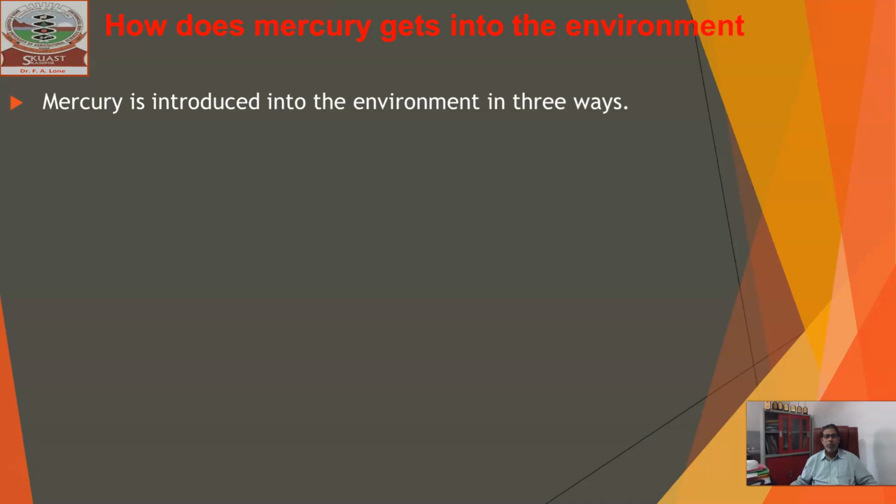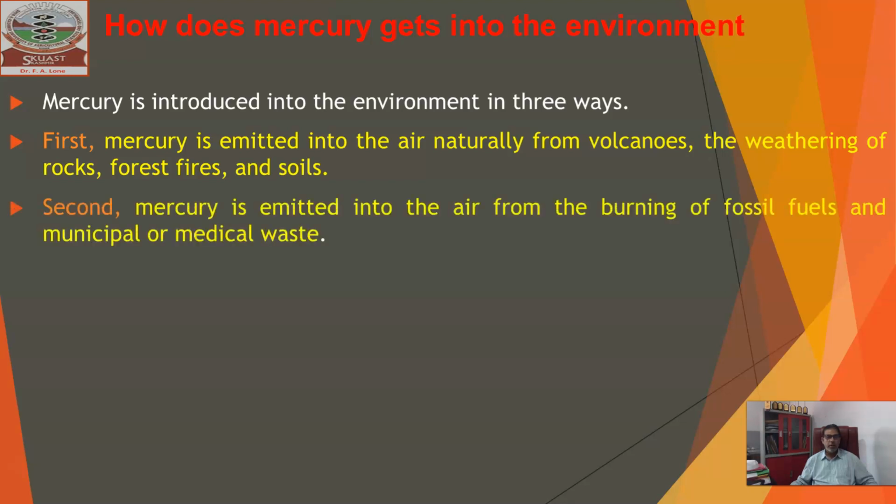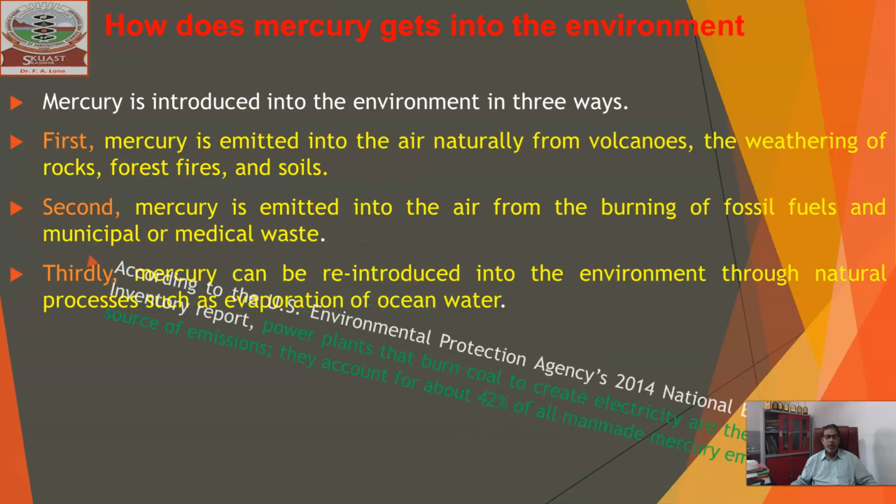Then how does mercury go into the environment? Mercury is introduced into the environment in 3 ways. First, mercury is emitted into the air naturally from volcanoes, the weathering of rocks, forest fires, and soils. Second, mercury is emitted into the air from the burning of fossil fuels and municipal or medical wastes. Thirdly, mercury can be introduced into the environment through natural processes such as evaporation of ocean water.